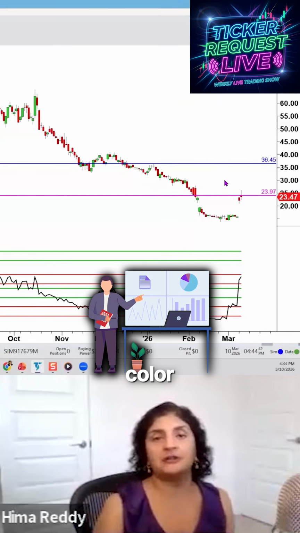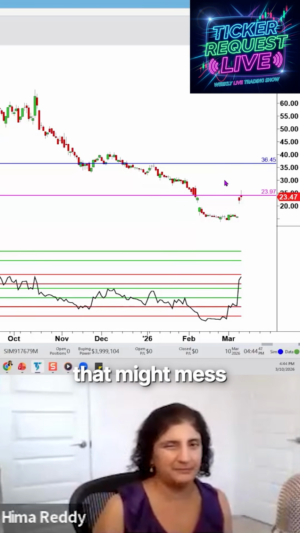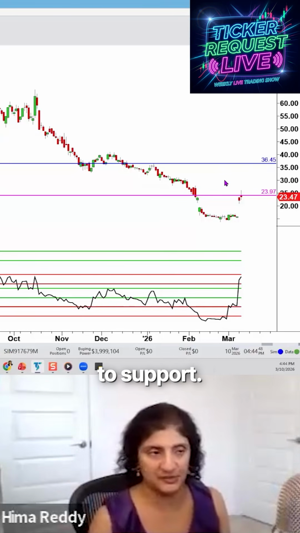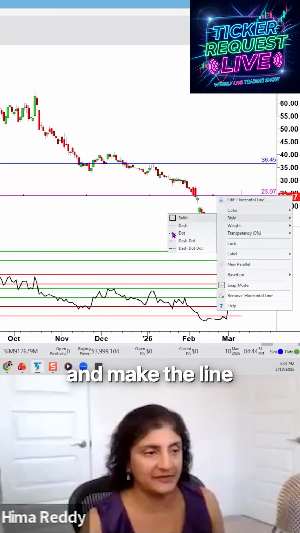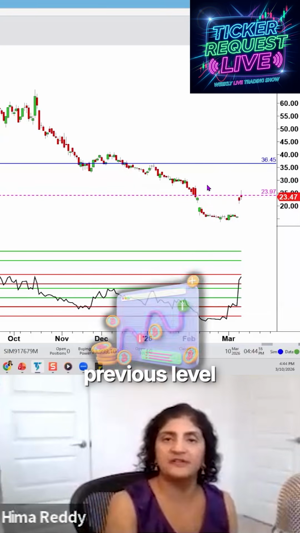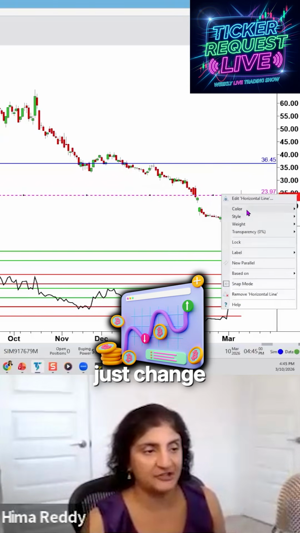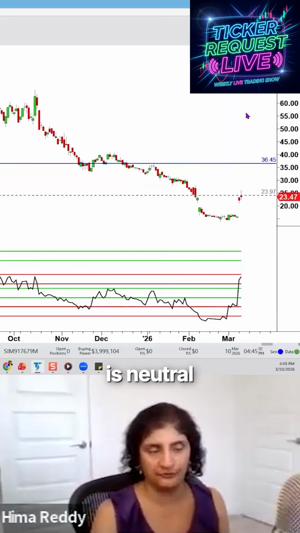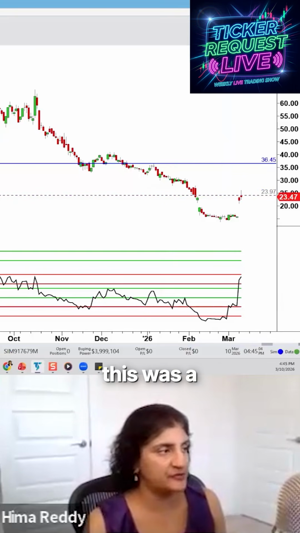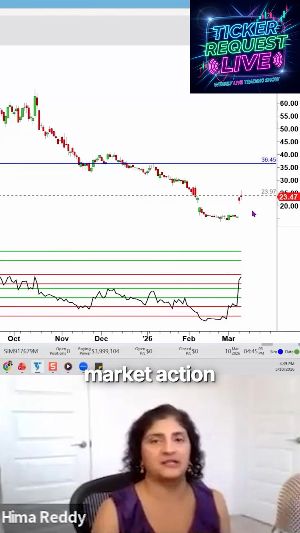So if you use color-coded support and resistance like I do, you don't want to keep that as a solid line. That might mess with your head to think it's still valid as support. Instead, though, go ahead and make the line dashed at the first step. That way you know, hey, this was a previous level and now it's being retested. And if you want, you can even just change the color to gray or whatever's neutral for you. So you know, hey, this was a previous support. It kind of is turning into resistance, but I still want to see how the market action plays out here.